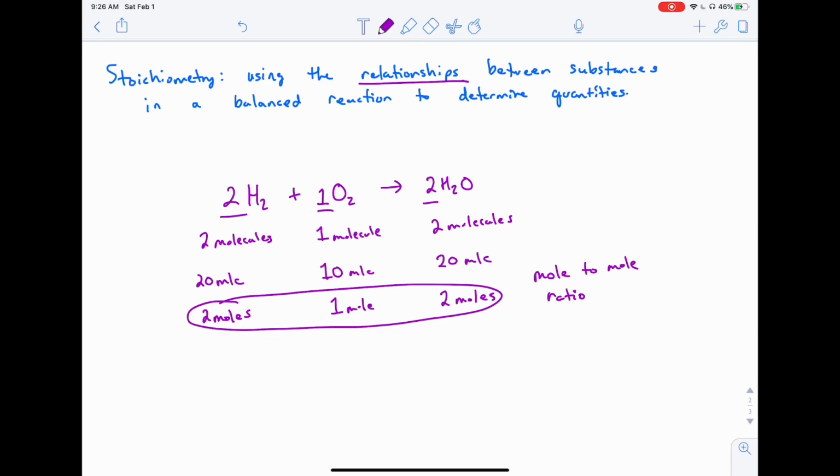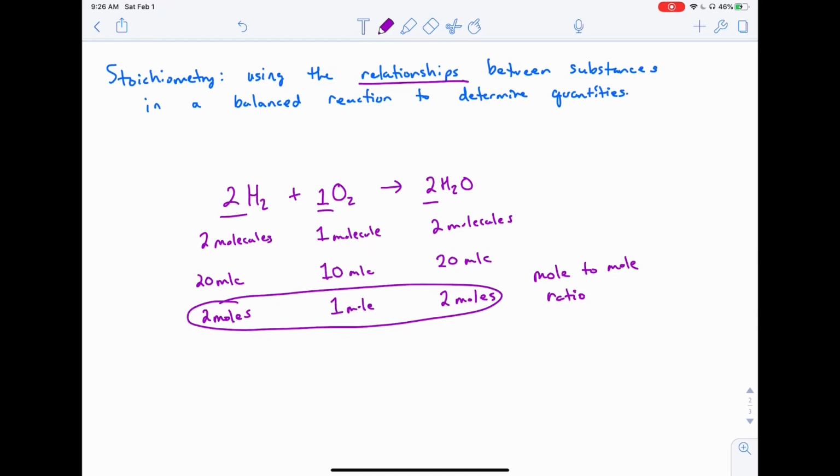So these coefficients now represent moles, which are a unit that we can use to interconvert between substances, because we can't do grams, we can't do decimeters cubed. Well, we could do decimeters cubed, we'll talk about it later, but we can't do grams because masses aren't equivalent. So we have to convert substances in a unit that is universal.